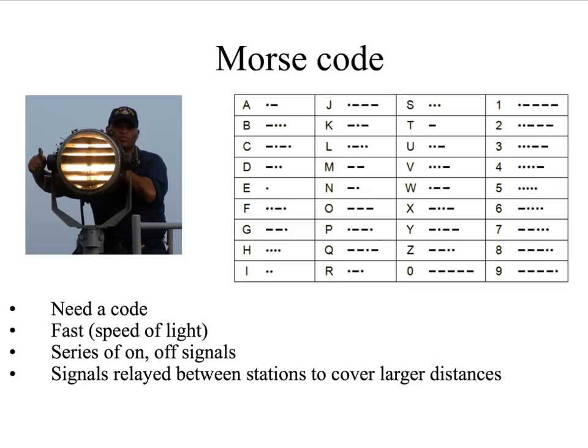One of the advantages of using light to communicate is that it's fast. Obviously your signal travels at the speed of light. To cover longer distances, the signals can be relayed, so one station will pick it up and then transmit it on again to the next station. And the signal, as we can see here in the Morse code example, would be a series of on and off signals, so a digital signal.